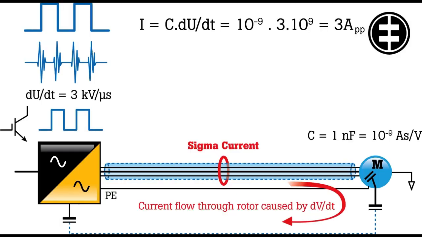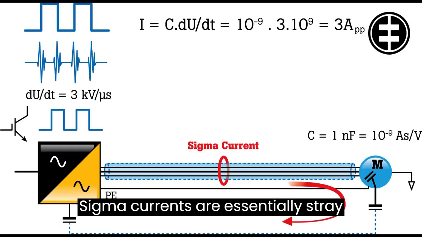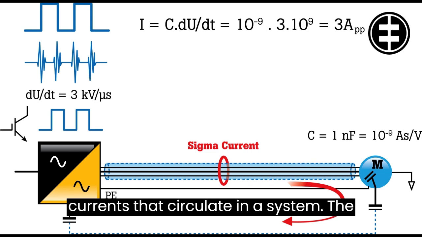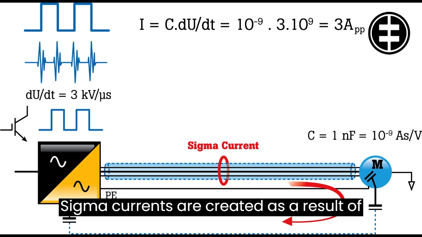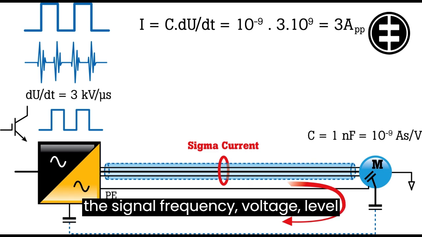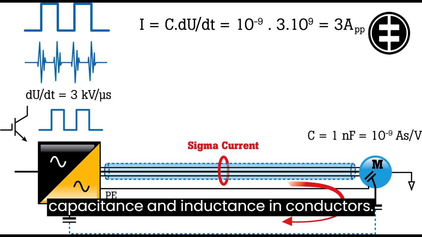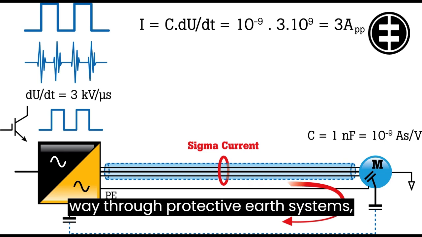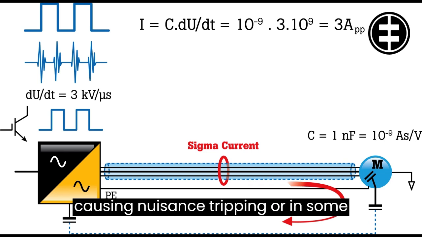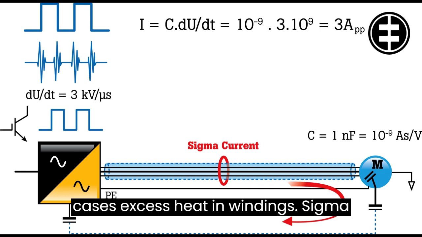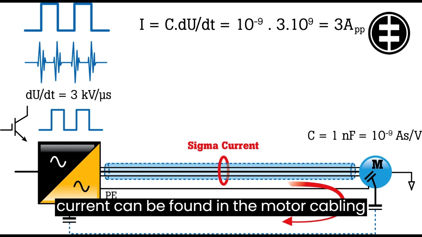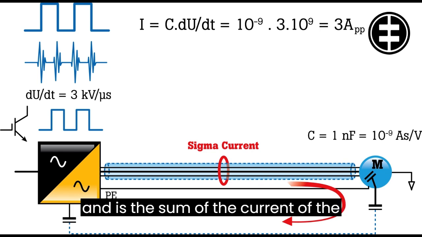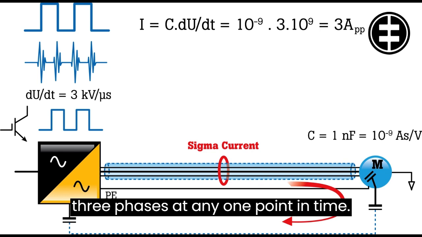5. Sigma current. Sigma currents are essentially stray currents that circulate in a system. The sigma currents are created as a result of the signal frequency, voltage level, capacitance, and inductance in conductors. These circulating currents can find their way through protective earth systems, causing nuisance tripping or in some cases excess heat in windings. Sigma current can be found in the motor cabling and is the sum of the current of the three phases at any one point in time.